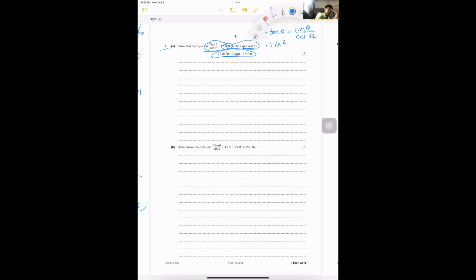sine square. Actually, let me give it down there. So the first thing you need to know is tan theta is equal to sine theta over cos theta, and the second one is sine square theta plus cos square theta equal to 1, right? So we'll just do that.